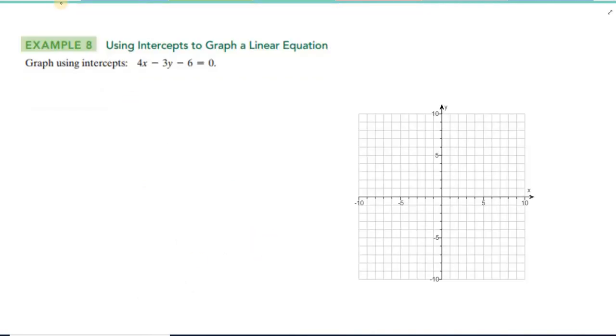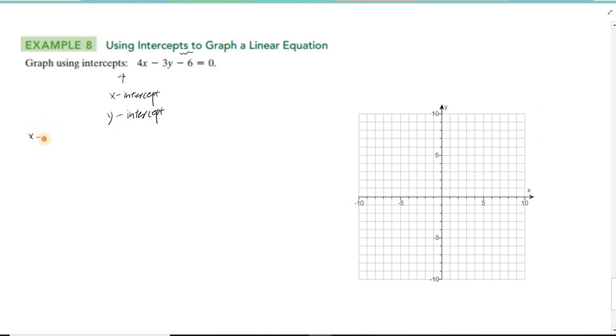So example 8, using the intercepts to graph a linear equation. Be careful on this question, okay? For this type of question, it says intercepts. So that means you need to find the x-intercept. You also need to find the y-intercept, okay? So we have to find both, then graph this. So let's go ahead and see how we find this.